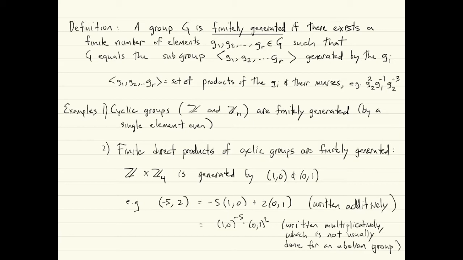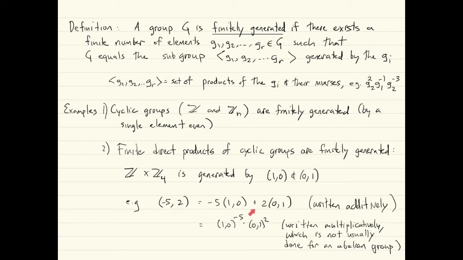Why? Well, let's take an arbitrary element, (5, 2) for example, in here. I want to write it as some combination of these two elements. Well, I can take (1, 0) and take its inverse, which is (-1, 0), and multiply that 5 times. Or because I'm talking about an additive group or abelian group, we use addition. And so that's the same as multiplying by -5. And then 2 copies of (0, 1) will give the 2 there.